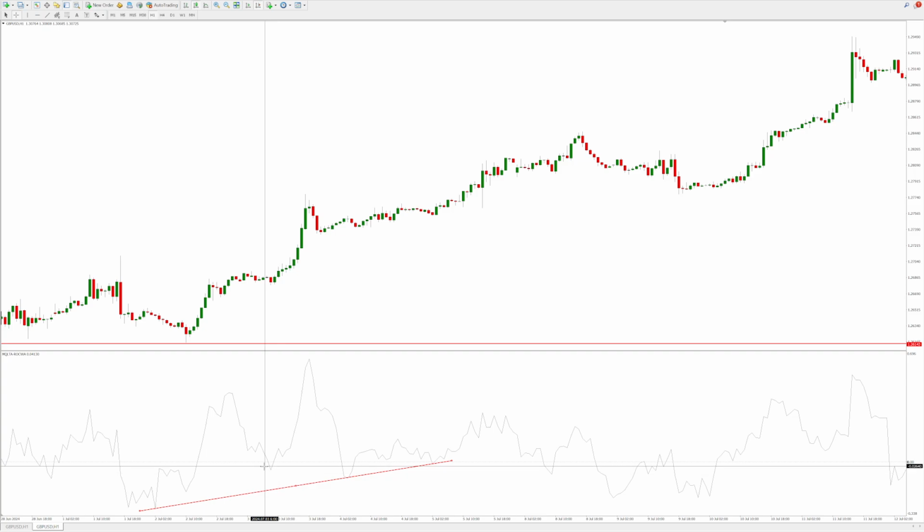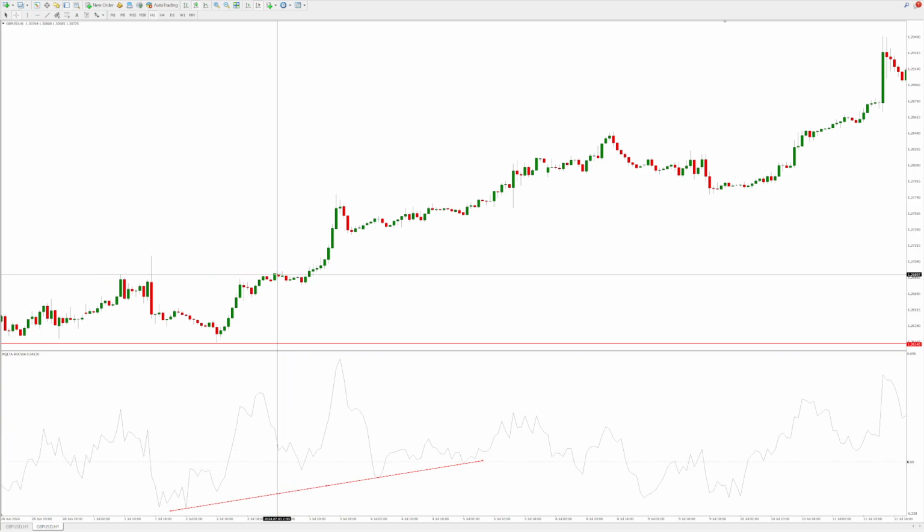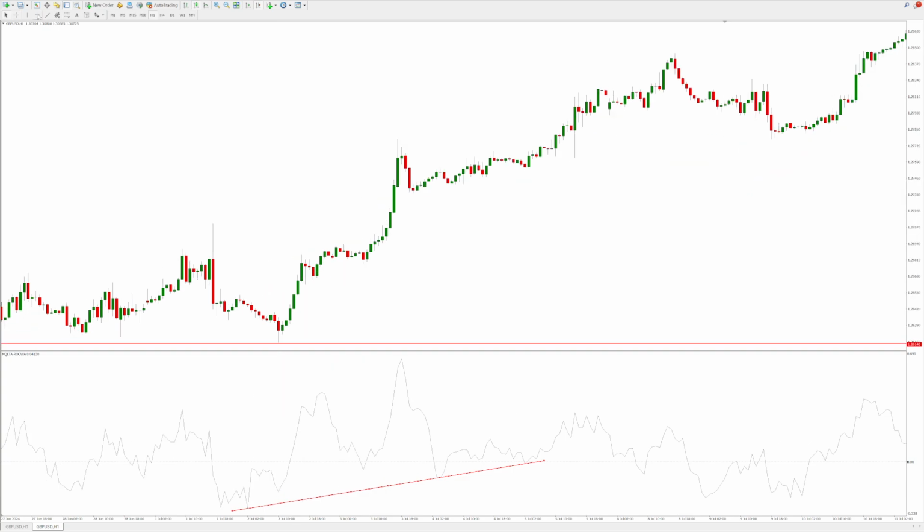Okay, so we could have, for instance, looked at an entry around here on the pullback to just below the zero line of the rate of change indicator, and then when price crossed back above, let's take entry here. For this particular trade, as I said, I don't just use the indicator on its own. I'll be looking at support and resistance.